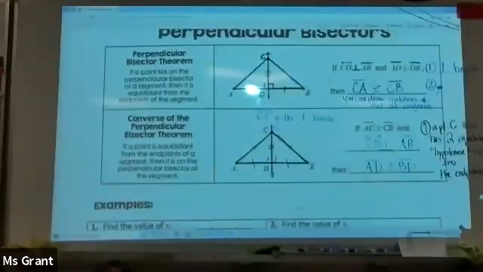Mrs. Grant? Yeah. Would you mind repeating what you wrote down on the right side? Yeah, because I have to finish it too.